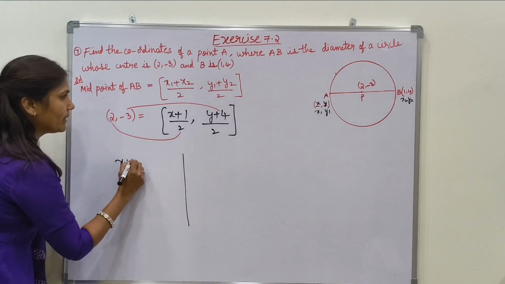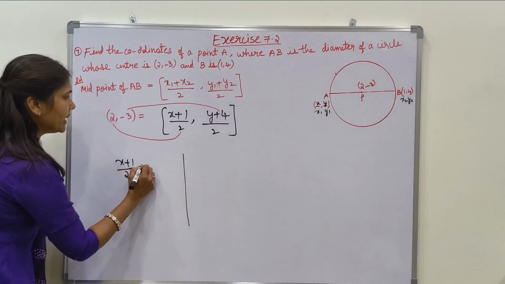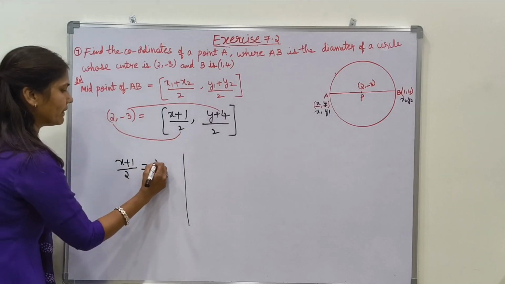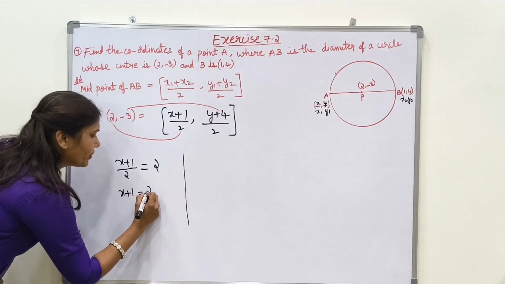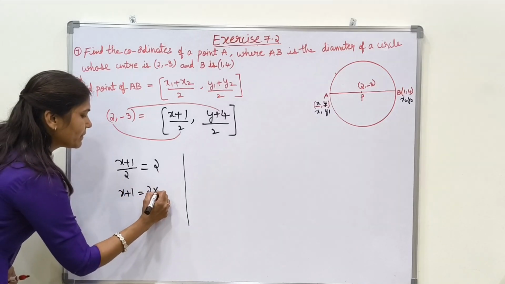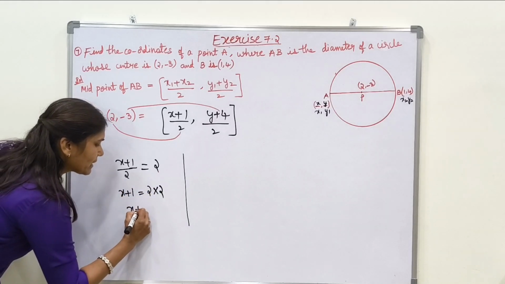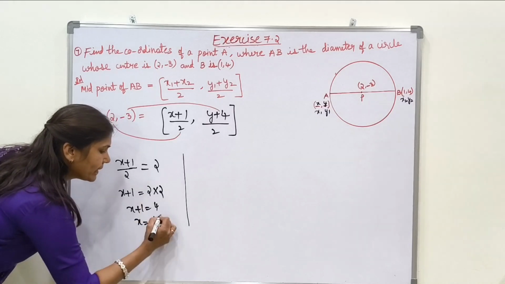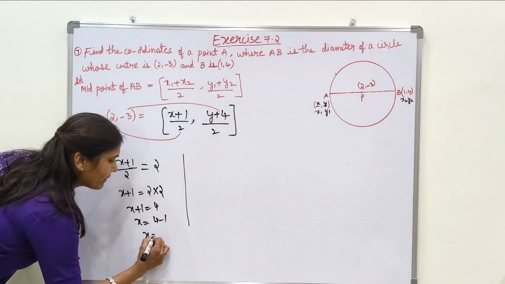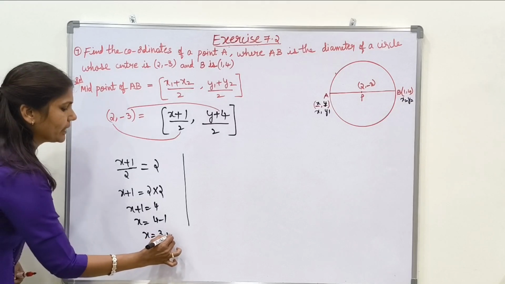See what I will equate. First I will take this one. x plus 1 divided by 2 is equal to 2. Now x plus 1 is equal to 2. It is a divide, after the equal to it becomes a multiply. So x plus 1 is equal to 2 into 2, which is 4. Sending 1 to that side, minus 1, x equal to 3. So one answer you got.